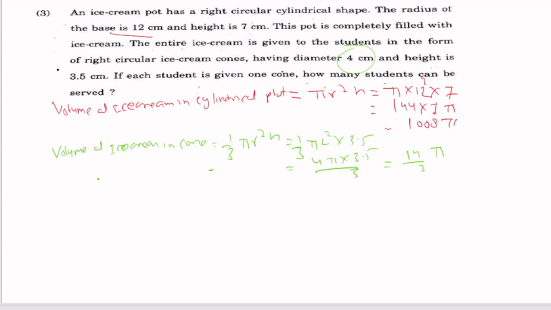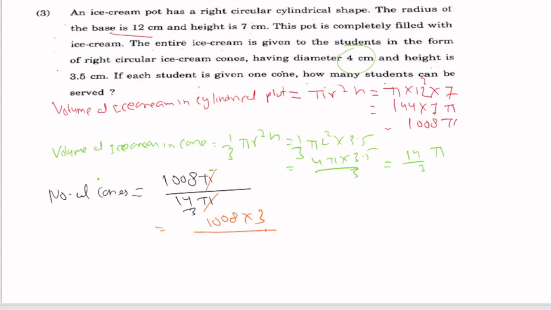Now, the number of cones which are filled with the ice cream. How can we calculate it? The number of cones can be calculated as the volume when it was in cylindrical shape, 1008 pi, divided by the volume when it was in an ice cream cone, 14 pi by 3. Now see how simple it is for calculation. This pi will get cancelled, and the next step is 1008 into 3 divided by 14. Let's calculate it quickly. 3 8s are 24.